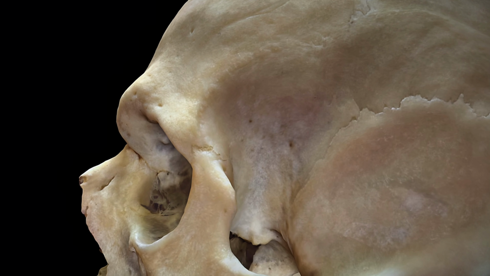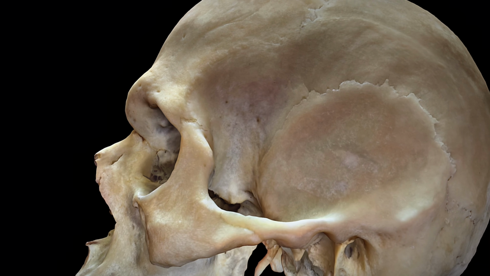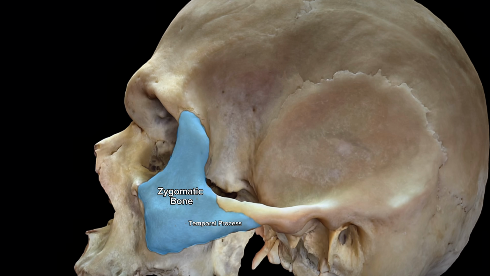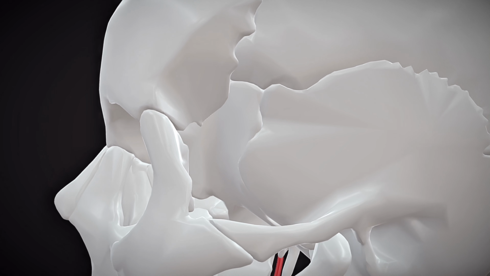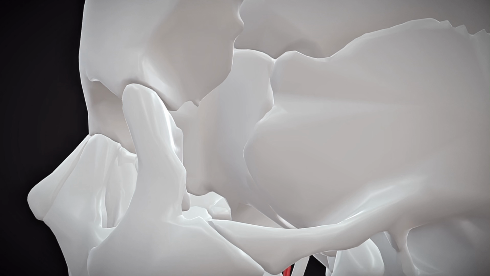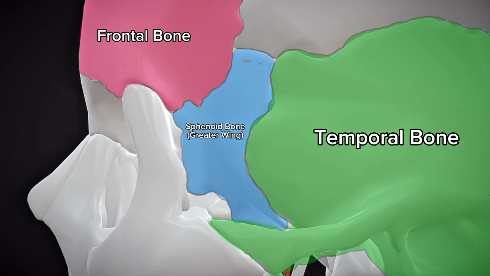The zygomatic bone forms the prominence of the cheek and contributes to the lateral orbital wall. Its temporal process extends posteriorly to meet the zygomatic process of the temporal bone, completing the zygomatic arch. In this view, the sphenoid bone is represented by the greater wing, a broad, flattened plate situated between the frontal, temporal, and parietal bones. It forms part of the temporal fossa, a shallow depression on the side of the skull.